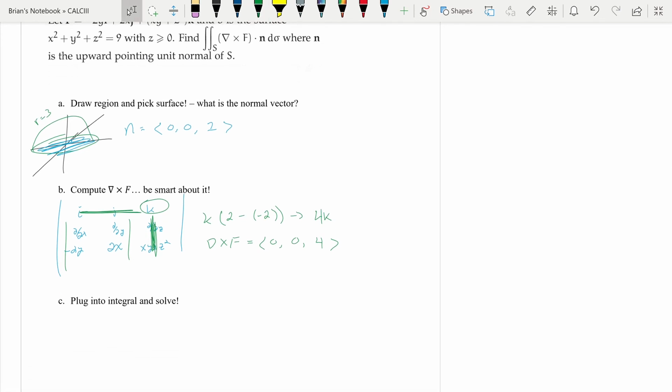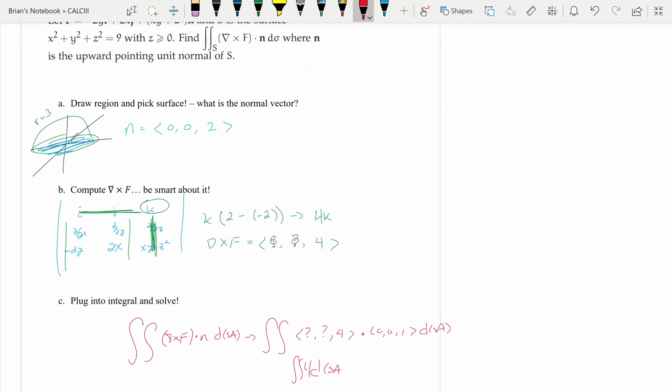So our integral becomes, from the Stokes equation, just del cross F dot n dSA. So we'll have question mark, question mark, 4. We just didn't solve them because we don't need to, because they turn out to be 0 for this problem. 4 dot (0, 0, 1) dSA, and after we do that, we'll just get 4 dSA.